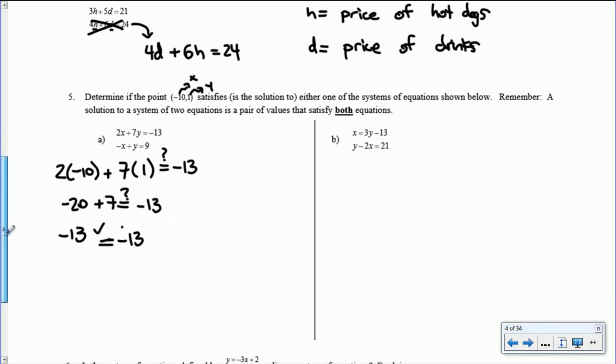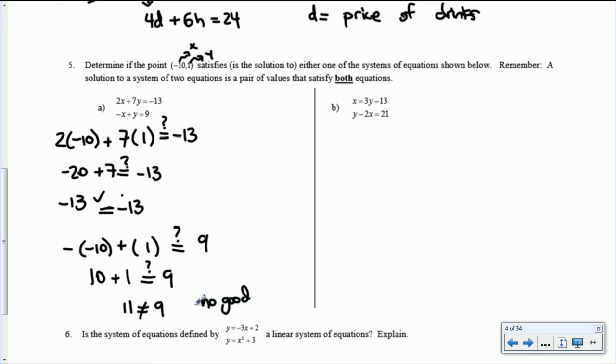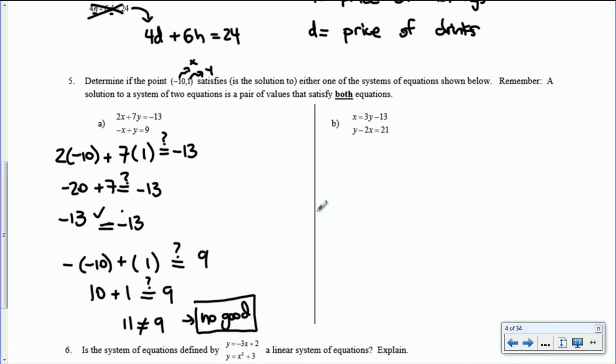Okay. So let's check the second equation. I put -10 in for x plus y, which is 1 again. So I need to check that that is equal to 9. So -10 plus 1, is that equal to 9? -9 does not equal 9, so no good. Because the second equation isn't satisfied by this ordered pair, it's no good.